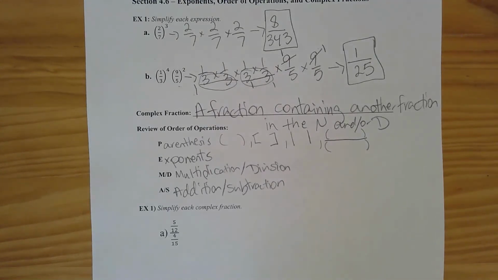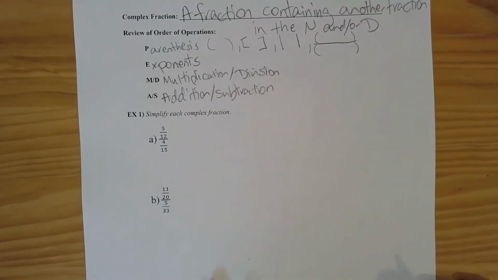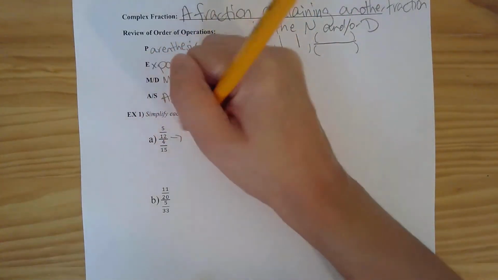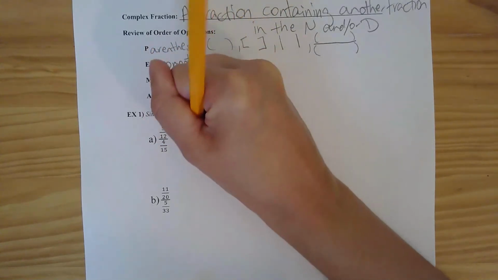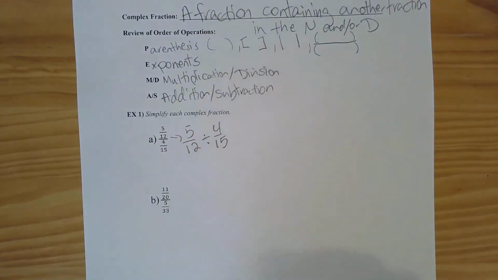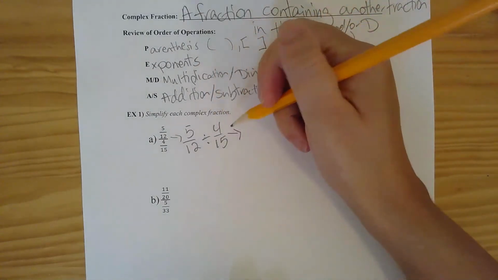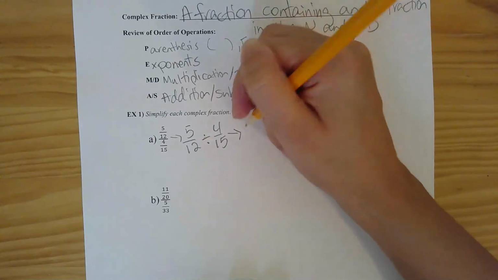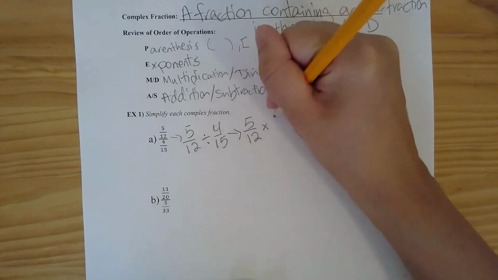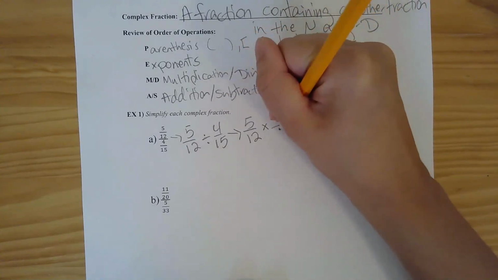Alright, let's get some examples going. In example 1, it just says simplify each complex fraction. And I know these look pretty intimidating, but they're just a different way of writing things. That 5/12 over 4/15 is the exact same thing as 5/12 divided by 4/15, which is, I think, a less intimidating way of looking at it. So let's go from here. Remember that division is the same thing as multiplying by the reciprocal. So this is the same thing as 5/12 times the reciprocal, which would be 15/4.